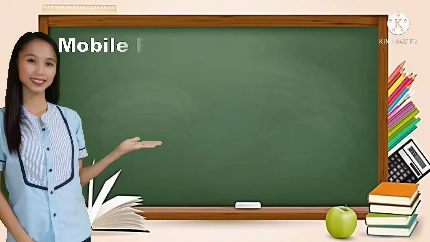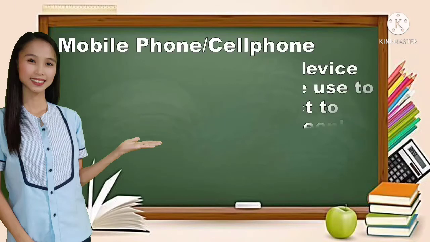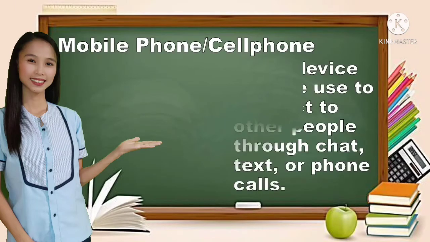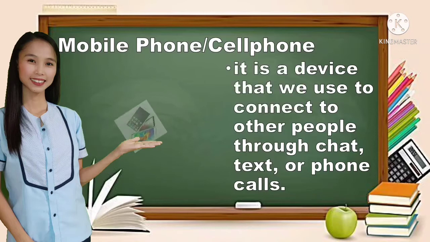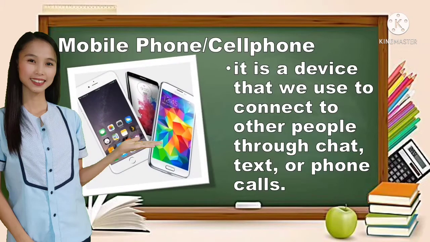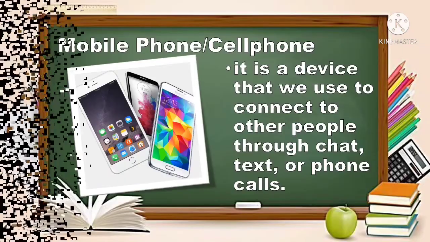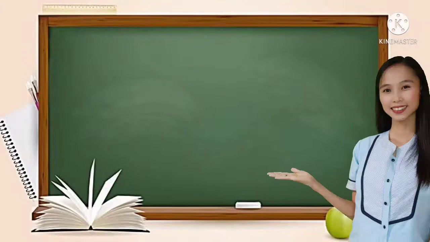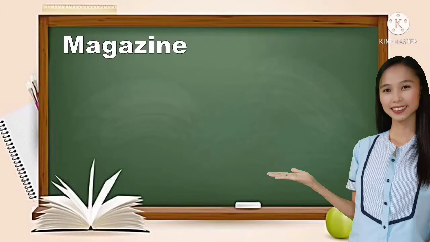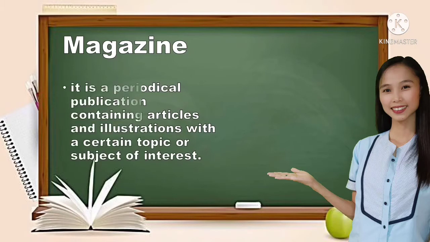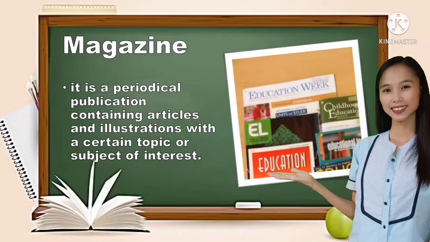Next is mobile phone or cell phone. It is a device that we use to connect to other people through chat, text, or phone calls. The next is magazine. It is a periodical publication containing articles and illustrations with a certain topic or subject of interest.